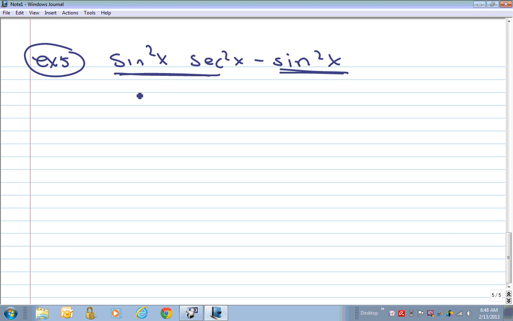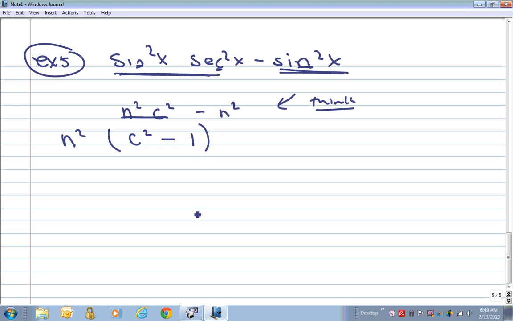So let's make sine n and secant c so that we'll use the n's and the c's and see what would happen. If you think of it this way, as n squared times c squared minus n squared, think of it like this if you have a hard time seeing through all the letters. They both have n squared in them, so we would factor out n squared. In our parentheses, n squared times something equals n squared c squared, that would be c squared, minus n squared times something equals n squared, that would be 1. So this is what you're thinking.